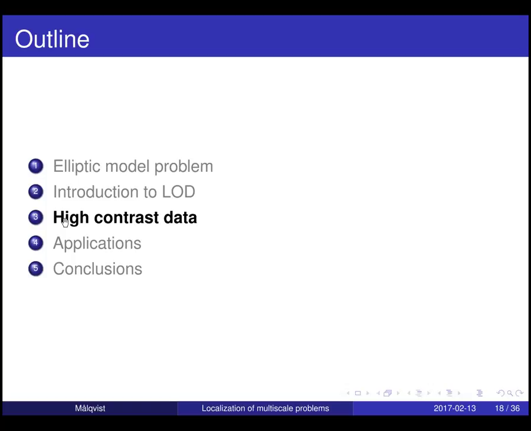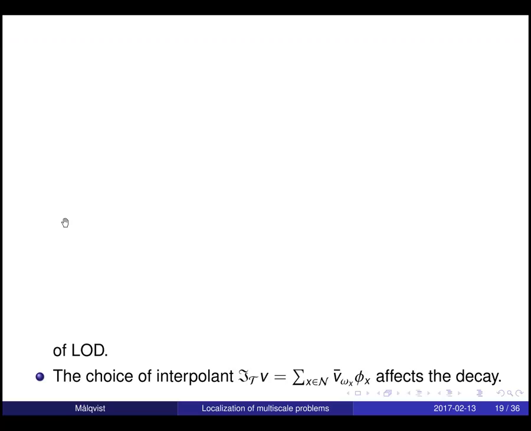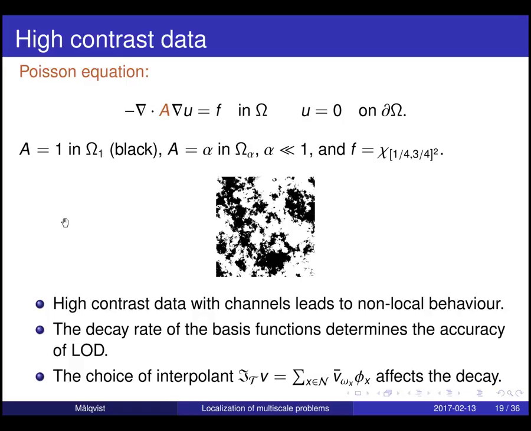Okay, so now we come to high contrast data. So this is now ongoing research. We have a preprint on this. Okay, so it's still the Poisson equation, and we now simplify the problem a bit in order to pinpoint the issue of high contrast. We look at the diffusion, which only takes two values: 1 in omega 1, the black region here, and alpha in the other region. And alpha is much less than 1. We have some right-hand side in the numerical examples, which happens to be this function.